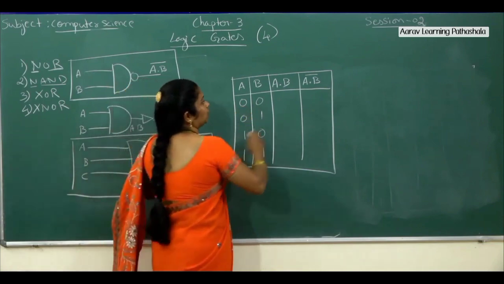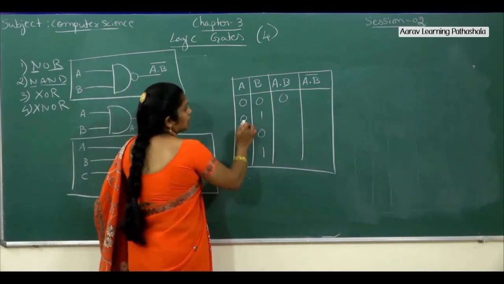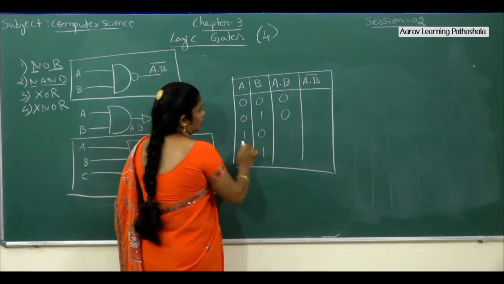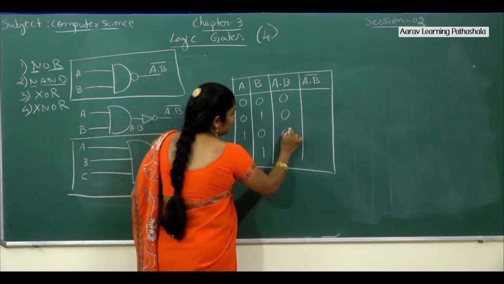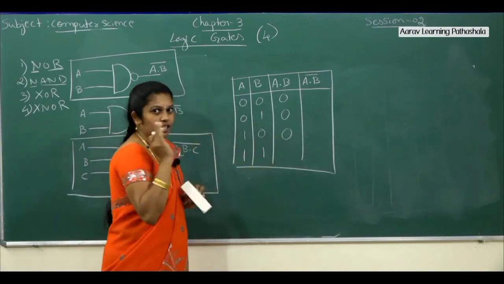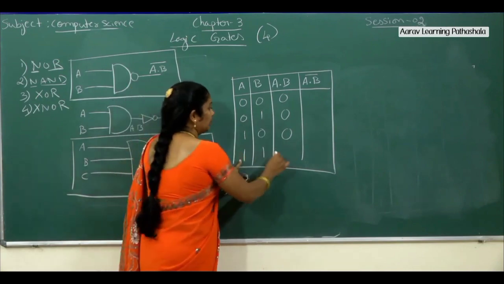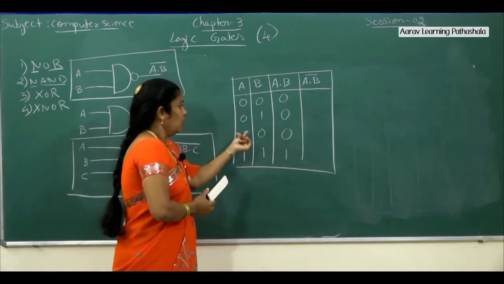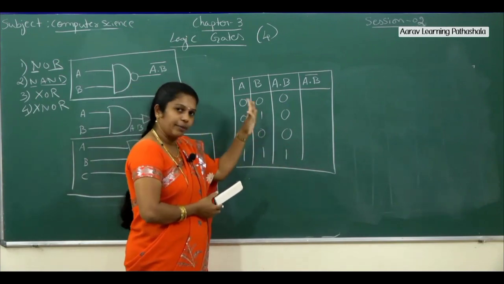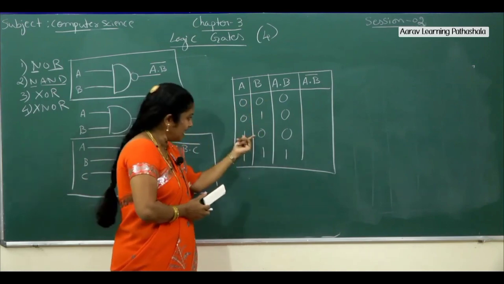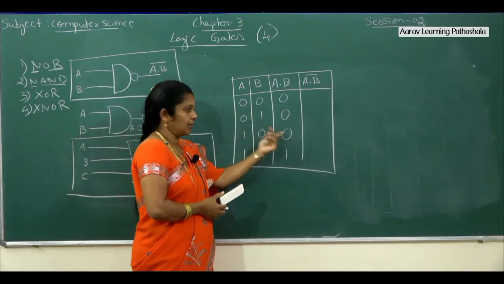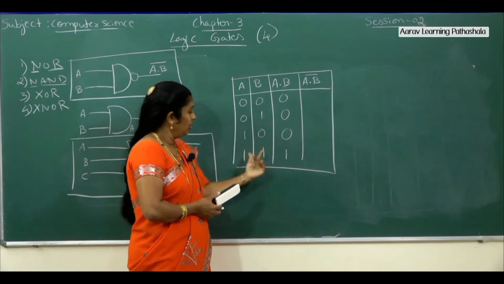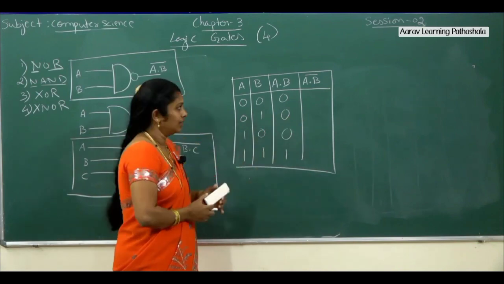0 into 0, the output becomes 0. 0 into 1, the output becomes 0. 1 into 0, the output becomes 0. 1 into 1, the output becomes 1. See, 1 into 0, generally any number multiplied with 0 is 0 only. In the same way here, 1 into 0, 0. 0 into 1, 0. Here 1 into 1, the output becomes 1.